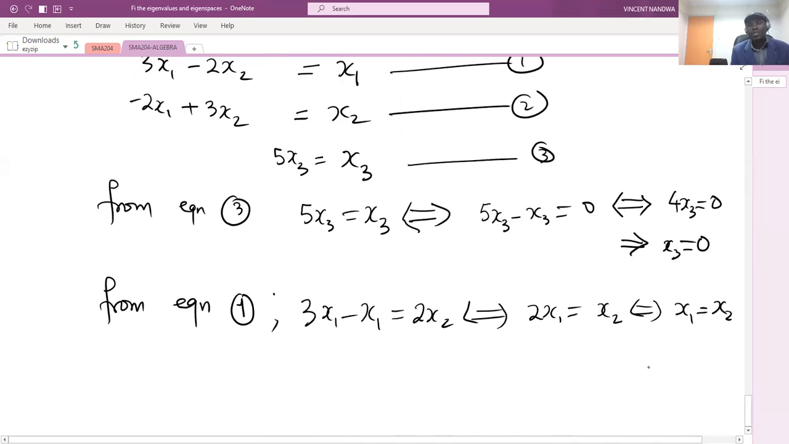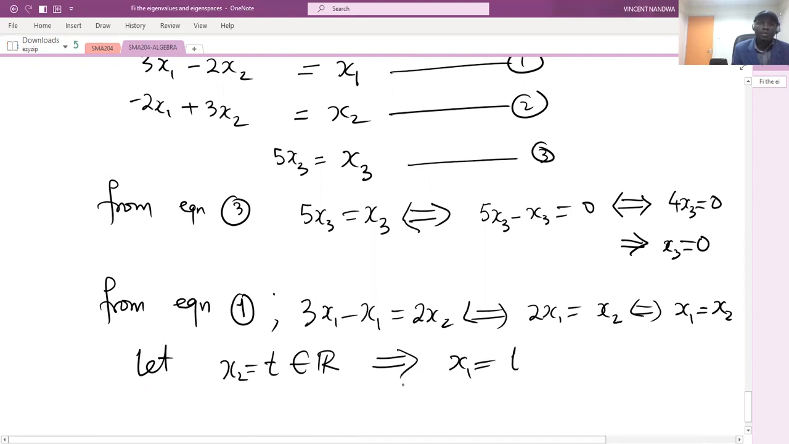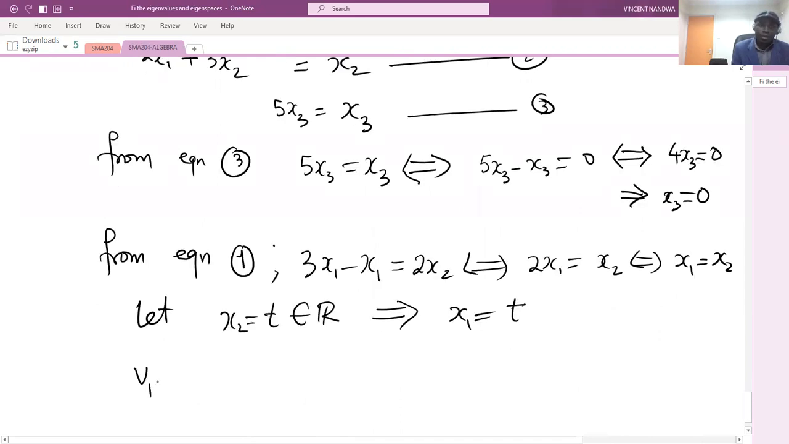So you can fix x2 as free. Therefore, let x2 be t, where this t is just a real number. So this implies that x1 equals just t. Therefore, the vector v1 would be of this form: t, t, 0, which is the same as t times (1, 1, 0).